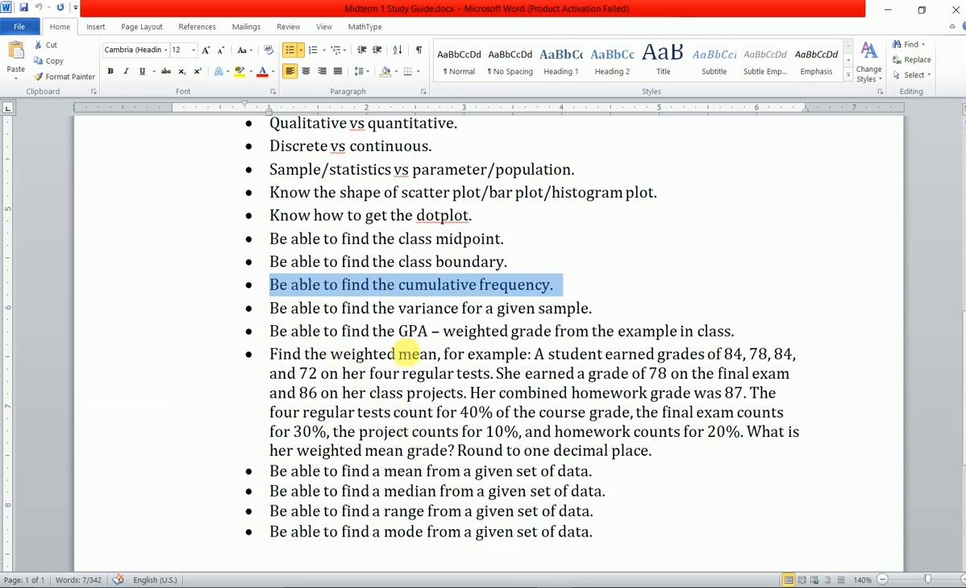Alright, so that's be able to find this. Be able to do the GPA, the weighted rate from the example in the class. I solved 2 examples in the class, so you should be able to find that. Be able to find the mean from a given set of data. We add all the data, we divide by how many numbers of data we have. Find a median value. That means the value in the middle, right? So 50% will be above that, and 50% will be below that. Find a range. You take the highest value, subtract the smallest value.